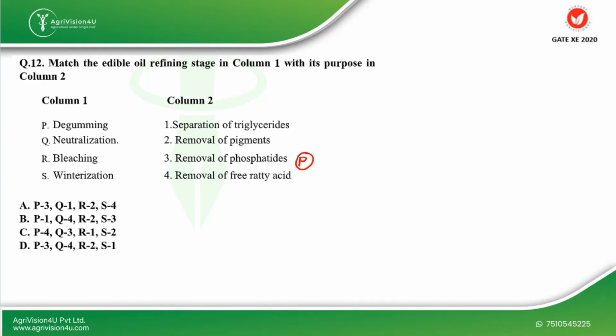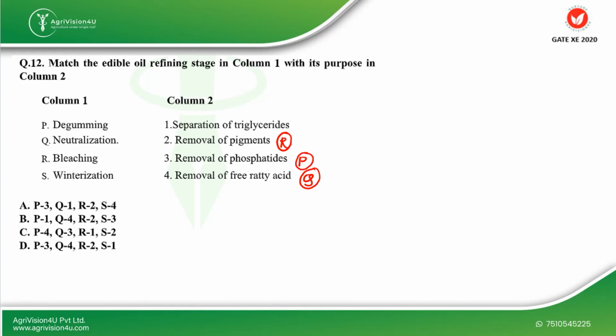Next, Q, neutralization. This stage basically involves the removal of free fatty acids from the oil. Actually free fatty acids can cause the oil to become rancid or have an unpleasant taste. So Q will go with 4, that is removal of free fatty acid. So bleaching is a stage which involves the removal of pigments from the oils. So pigments can give the oil a darker color or affect its flavor. So R, removal of pigments, that is bleaching.